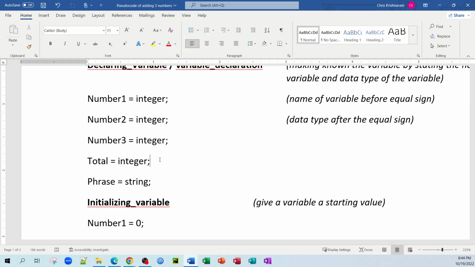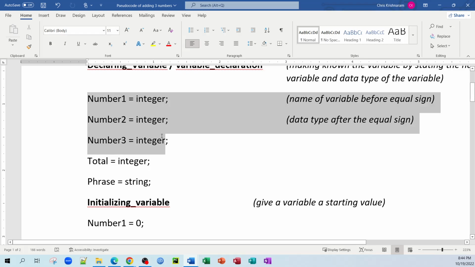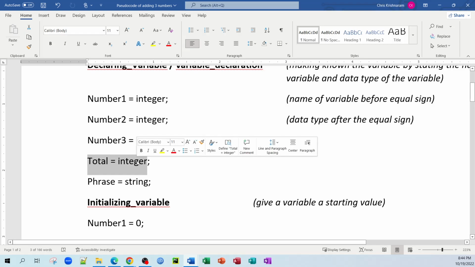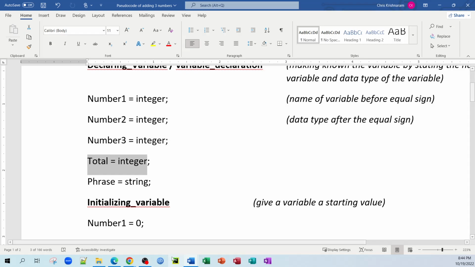Alright, so continuing, if no questions. Now, one thing to note is that you have to be careful when you're adding these three variables together, and when they're going to be stored into another variable, because that can cause an error. What do I mean by that?